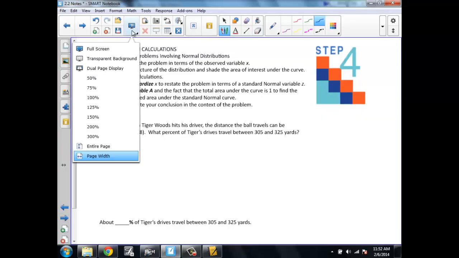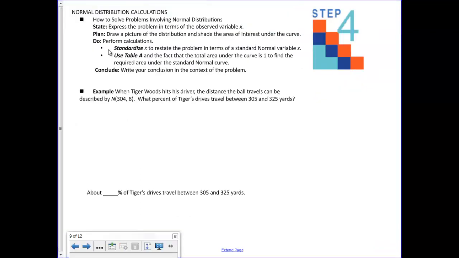So sometimes I'm not just going to straight up give you the z-score. If I give you an example like this with Tiger Woods and I give you 304 and 8, is that on our chart? Those numbers are huge. So here's what we need to do. We need to first of all express the problem in terms of the observed variable x.